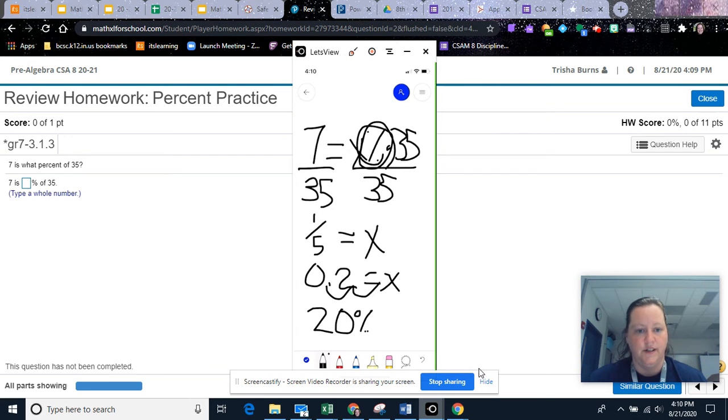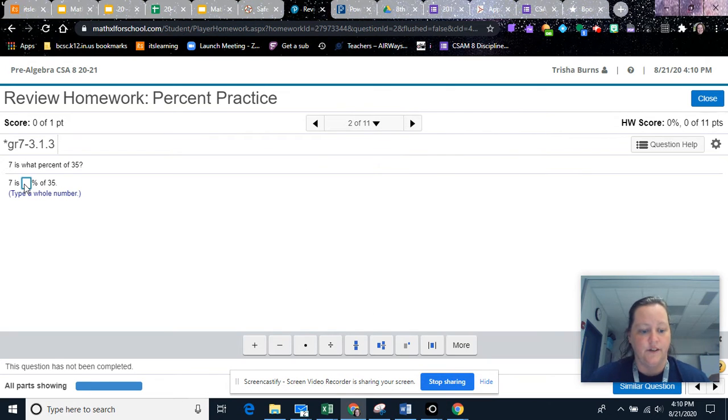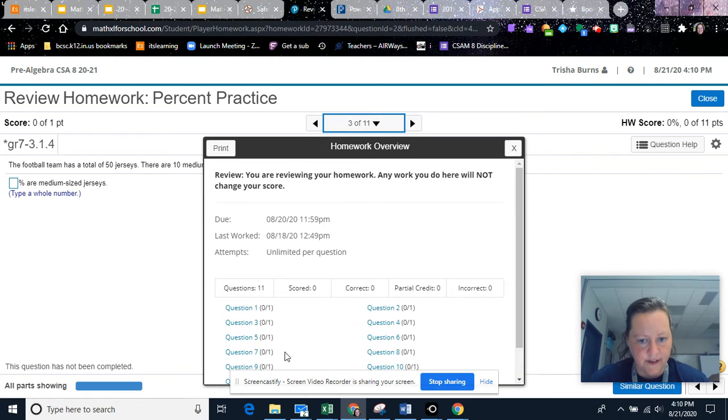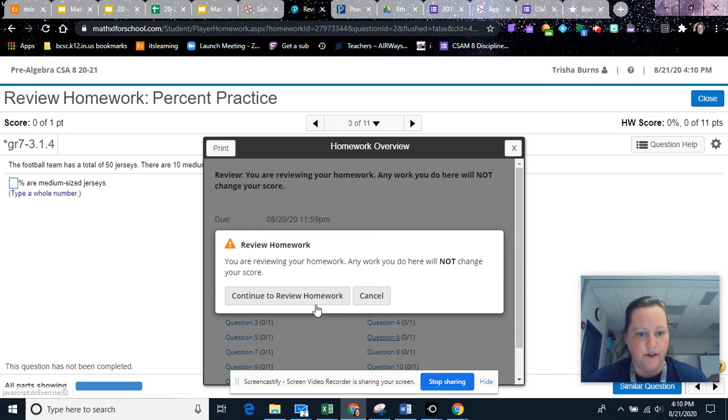Now the actual question says blank percent, so you don't need the percent sign. You're just going to type in 20. And then you can move on. And then I want to do number 6. Just going to do a couple different problems.